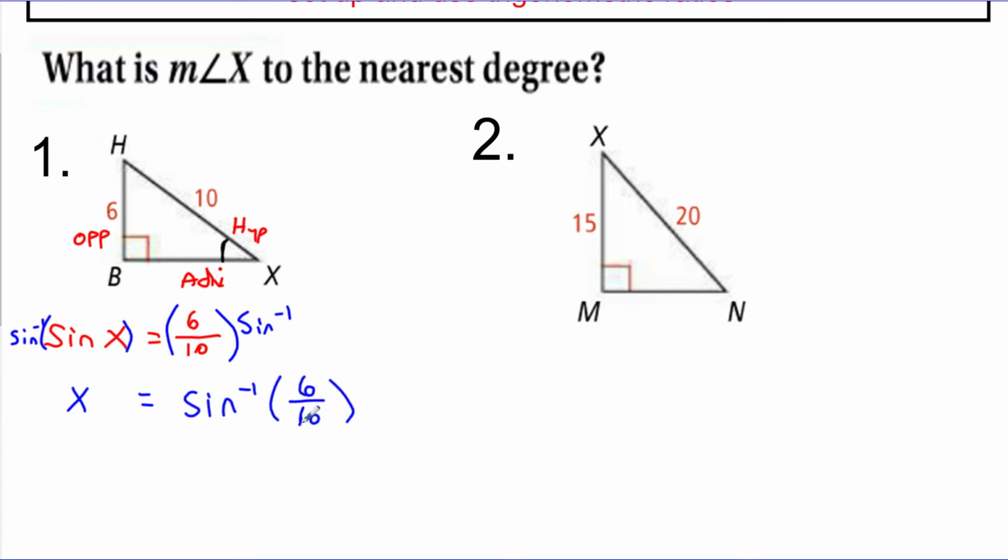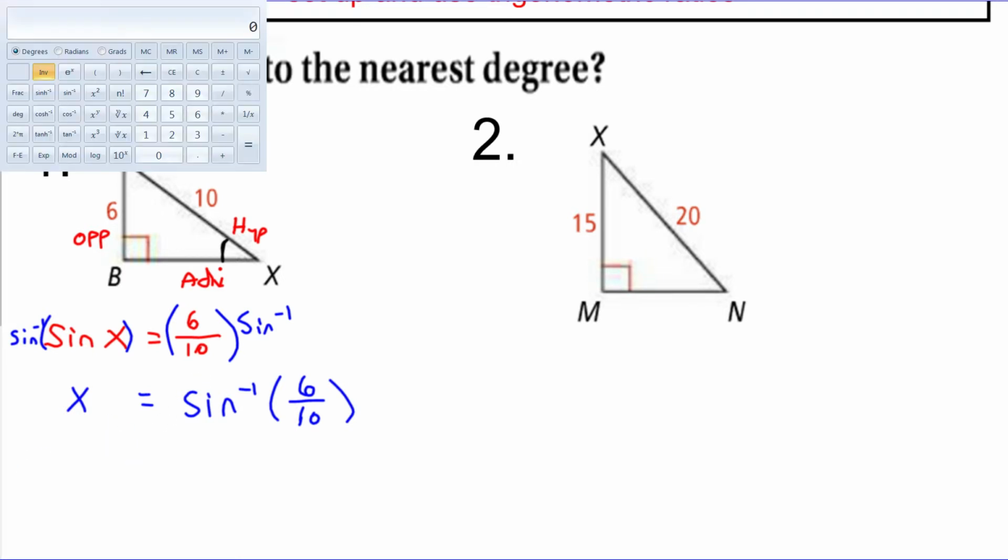Okay? So if you notice, by applying the inverse sine to the left, I'm also applying the inverse sine to the other side. And this is the way I'm actually going to solve this one. I'm going to go to my calculator now and type in the inverse sine of 6 over 10. Again, make sure you're in degrees mode because they want to know the answer in degrees.